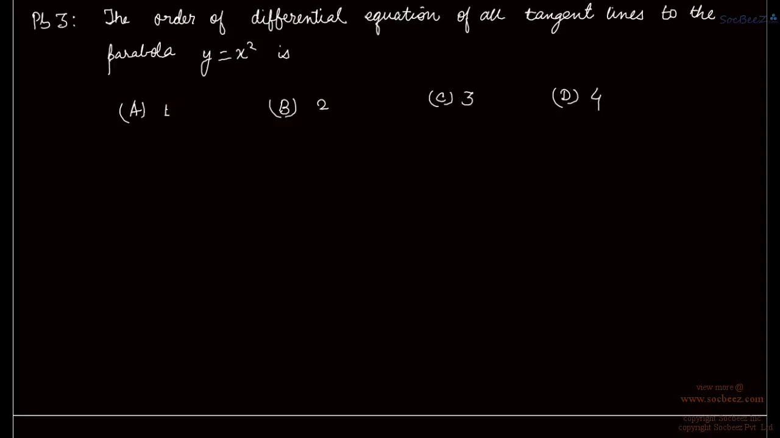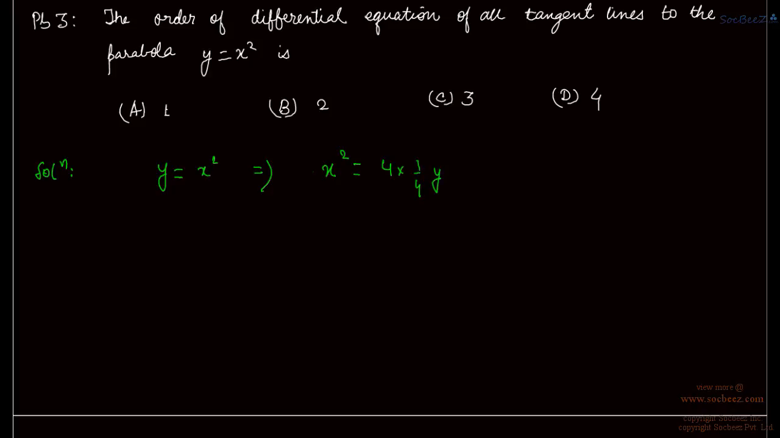Now problem number 3. The order of the differential equation of all tangent lines to the parabola y = x². So we have a parabola y = x². We can write this parabola in the form x² = 4 times (1/4) y.